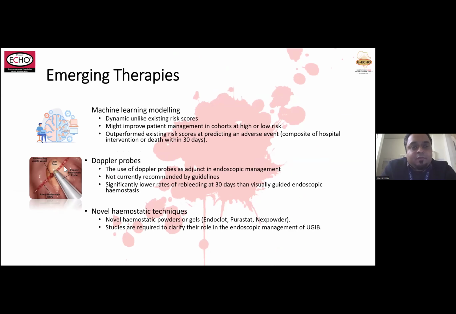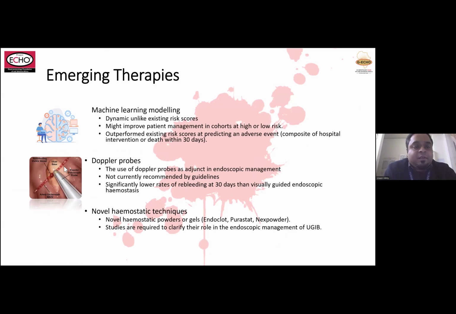And there are a lot of emerging therapies. So they've used machine learning models. Basically, the current scores give you a score that is not dynamic. These machine learning scores are more dynamic, and they might provide a real-time assessment of the patient.